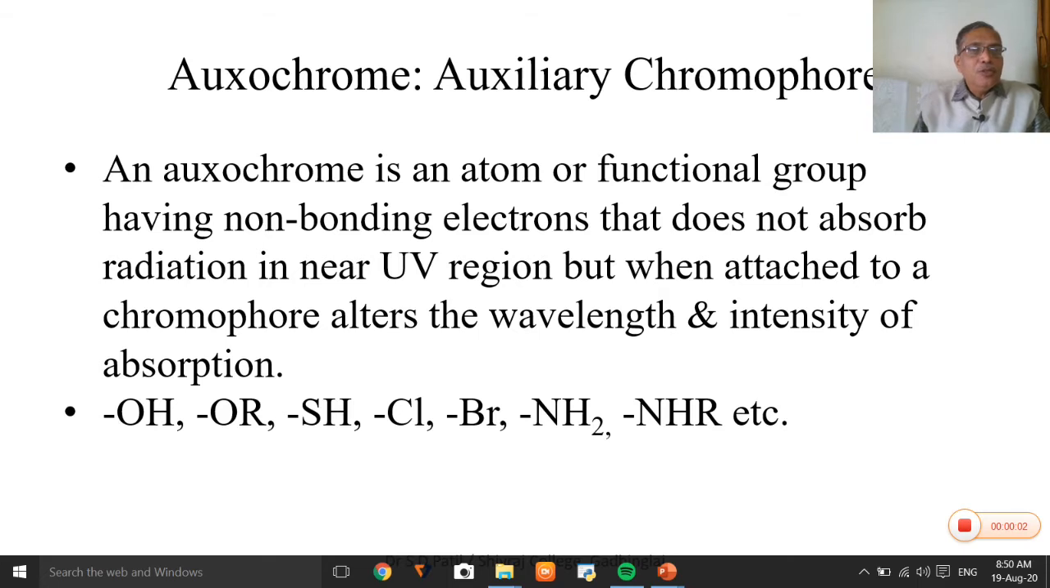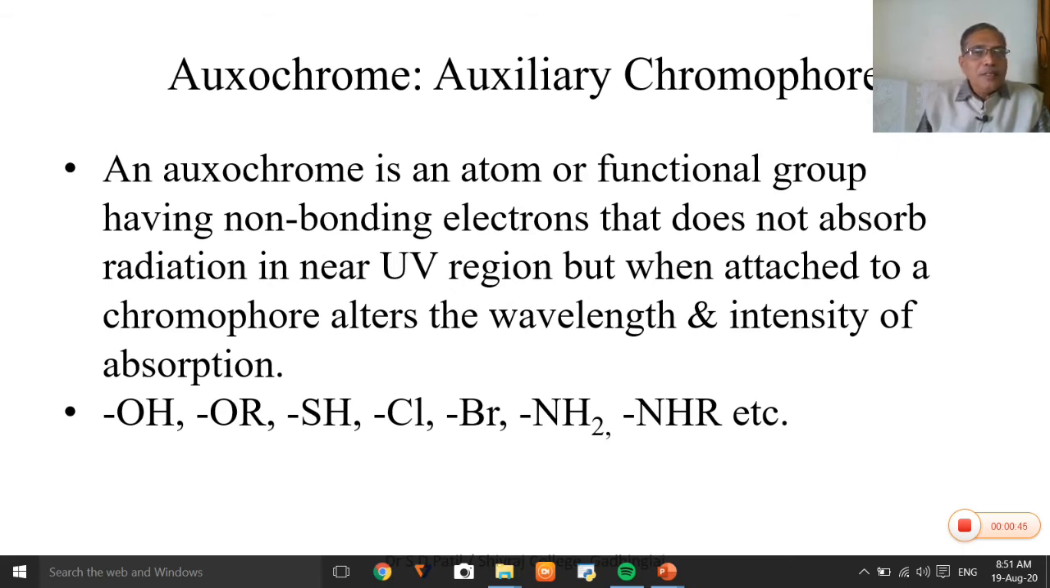The second term used in UV spectroscopy is auxochrome, which is an auxiliary chromophore. An auxochrome is an atom or functional group having non-bonded electrons that does not absorb radiations in the near UV region, but when attached to a chromophore alters the wavelength and intensity of absorption. So the common auxochromes are OH, OR, SH, halogens, amines, primary, secondary or tertiary amines, etc.